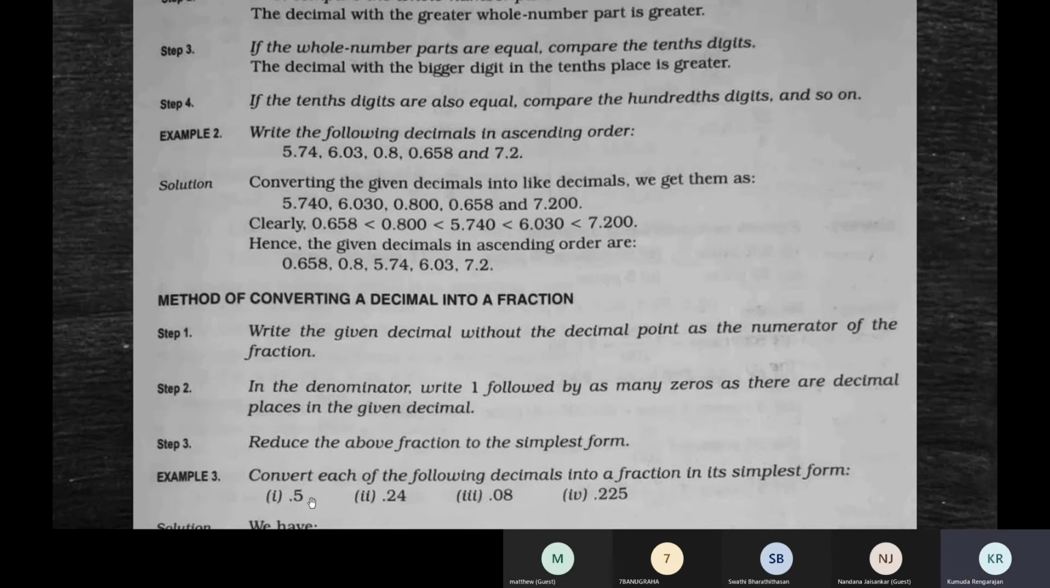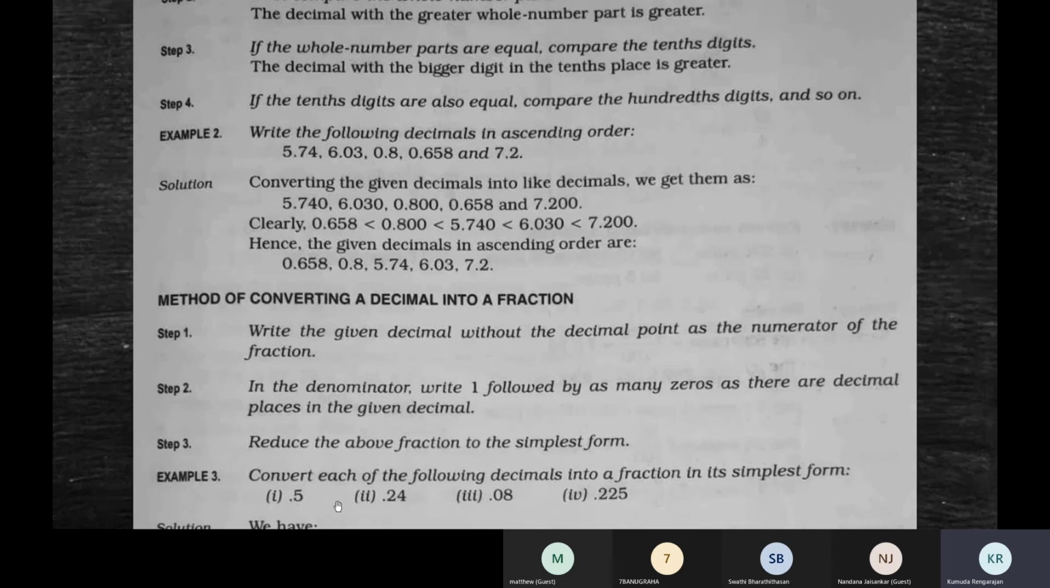This 5 will be the numerator. In the denominator, you will have 10. The denominator will always be 10, 100, 1000, 10,000, and so on. It will be 1 followed by some zeros. How many zeros you should add? As many digits as there are after the decimal point. Here, after the decimal point, 1 digit. So 1 followed by 1 zero. So the fraction equivalent to this decimal is 5 by 10.